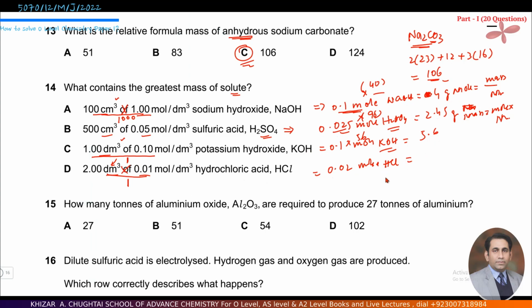The next one, HCl, its Mr is equal to 36.5. So 36.5 multiplied by 0.02, and the answer is 0.73 grams. So the highest mass goes to this one, that is option C, I mean KOH. This KOH sample has the highest mass of solute, so C is the correct option.